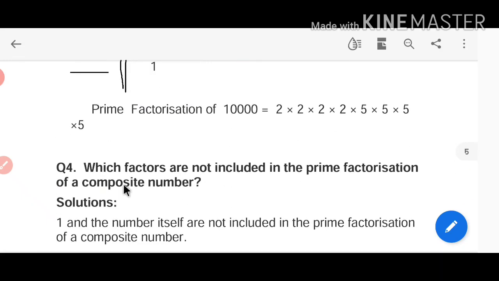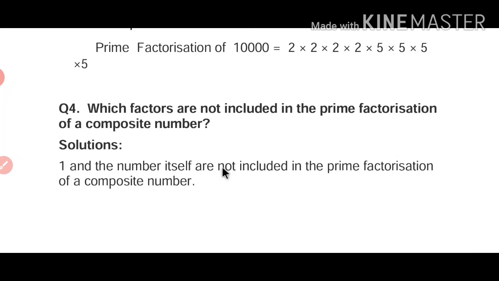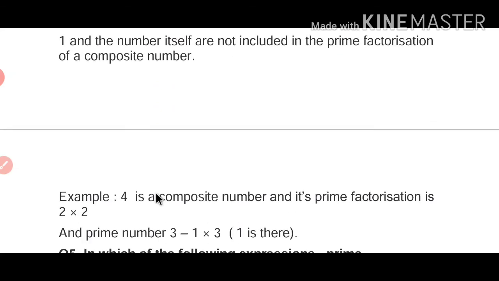Question number 4. Which factors are not included in the prime factorization of a composite number? Now we have to see that if we find the prime factorization of a composite number, which factor is not included here? So the answer will be: 1 and the number itself are not included in the prime factorization of a composite number. So let us see by taking one example.